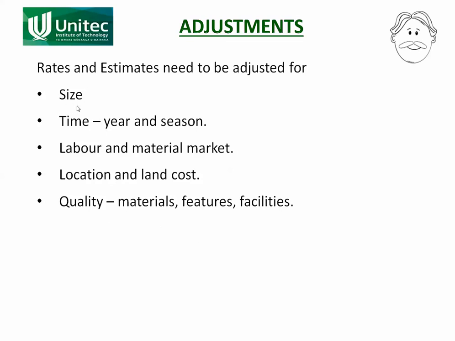The first one is size. Economies of scale mean that it costs less per square meter to build a 10-kilometer road than it does to build a 100-meter driveway. So the 100-meter driveway might cost $100 per square meter to build it, whereas the 10-kilometer road might be $80 per square meter to build. So the bigger project is obviously more expensive overall, but if you look at it on a per square meter basis, it's a lower rate.